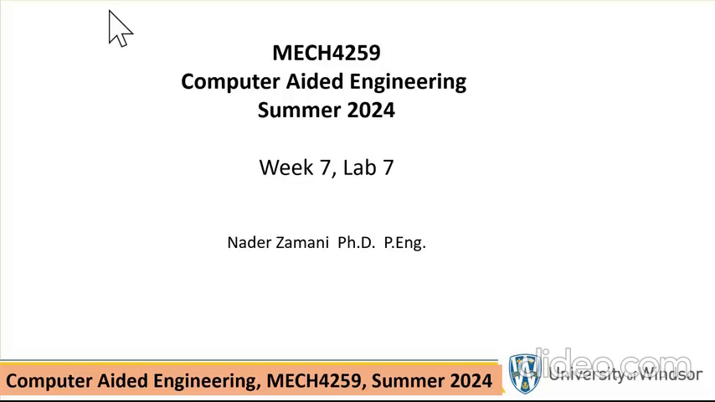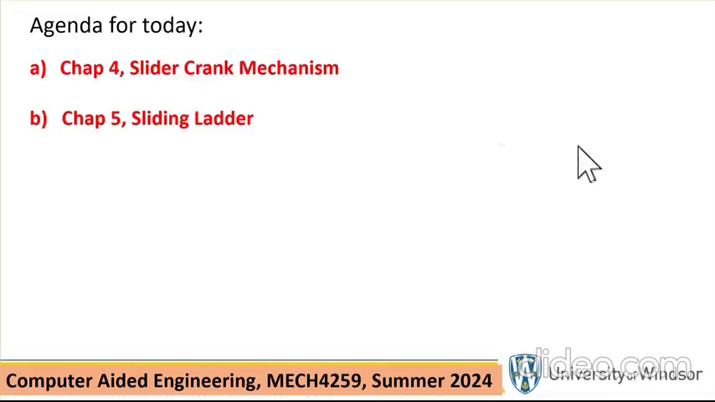Hi, folks. This is Lab 7 in week 7 of the semester, and it's going to be simulating the following two problems. There are two things that I'm going to do. One of them is called the slider crank mechanism, and the other problem is going to be the sliding ladder problem. So we go through these one by one.